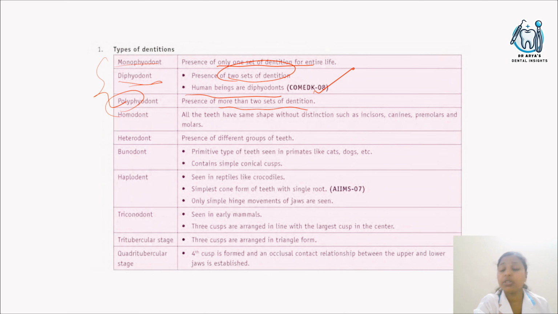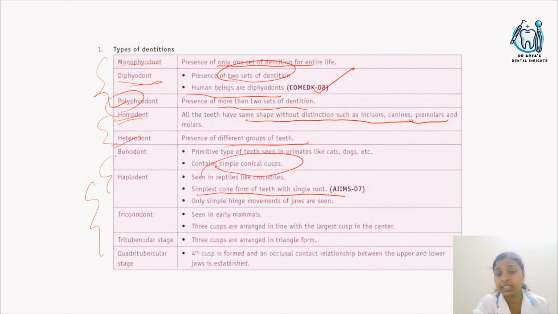Then what is homodont or heterodont? Homo means same. So all the teeth have same shape without distinction such as incisors, canines, premolars and molars. And hetero means different groups of teeth. Then next is the bunodont. What is bunodont? It is primitive type of teeth seen in primates like cats, dogs, etc. And here it contains simple conical cusp. Then next is haplodont, triconodont, tritubercular and quadritubercular stage. What is haplodont? Here this is the simplest form of teeth with single root.